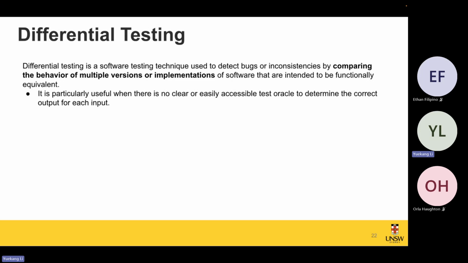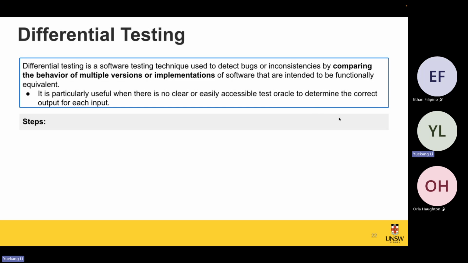So instead of manually specifying what is correct and what is wrong, we just compare the results of different systems doing the same thing. And if the results are different, then at least one of them is wrong. Maybe both of them are wrong, right? So this is the purpose of differential testing.